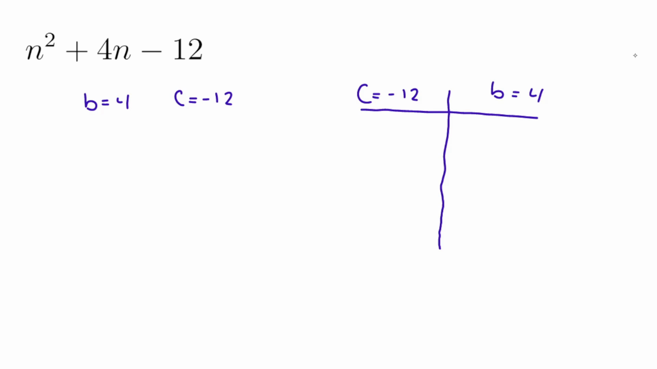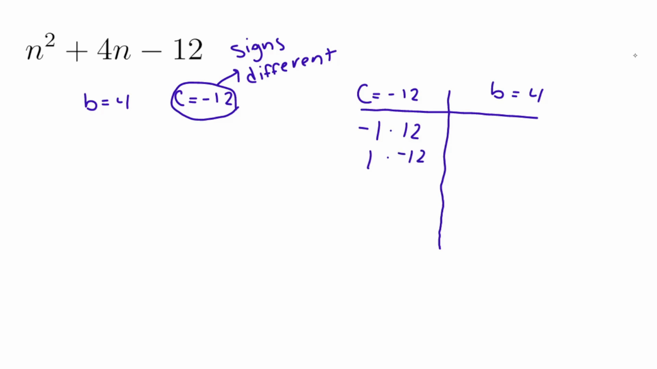And the first thing I want you to notice is that since we're multiplying to get a negative number, since C is negative, the signs on our numbers have to be different. The only way you can multiply to get a negative number is if you have different signs on the numbers you're multiplying. So to start off with, we could start with -1 times +12. That'll multiply to give us -12. We could also have +1 and -12. Okay, those are our first pairs of numbers.